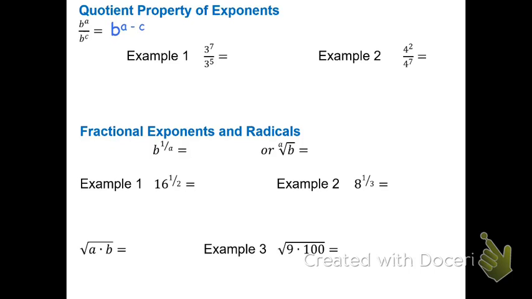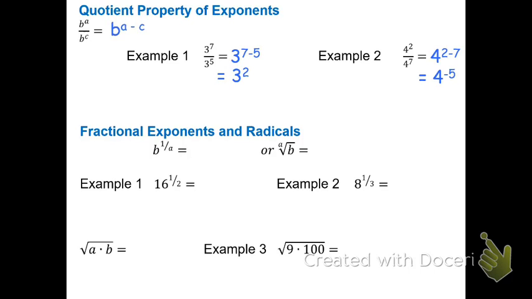In our example, 3 to the 7th over 3 to the 5th, this would become 3 raised to the 7 minus 5, or 3 squared. Now try example number 2. What do you think this would become? Well, I'm going to subtract my exponents, and it becomes 4 raised to the 2 minus 7. 2 minus 7 is negative 5, and I get 4 to the negative 5th power.